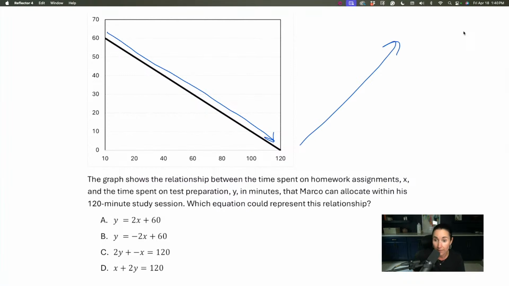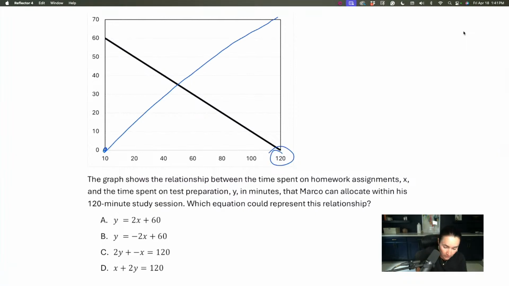Think about your bank account. If you started off with $60 in your bank account and it went down to 0 after 120 days, that is a negative situation, right? We lost the money in our bank account. But if the bank account started at 0 and after 120 days went up to 70, now we're in a positive slope. But this question is showing us a negative slope.